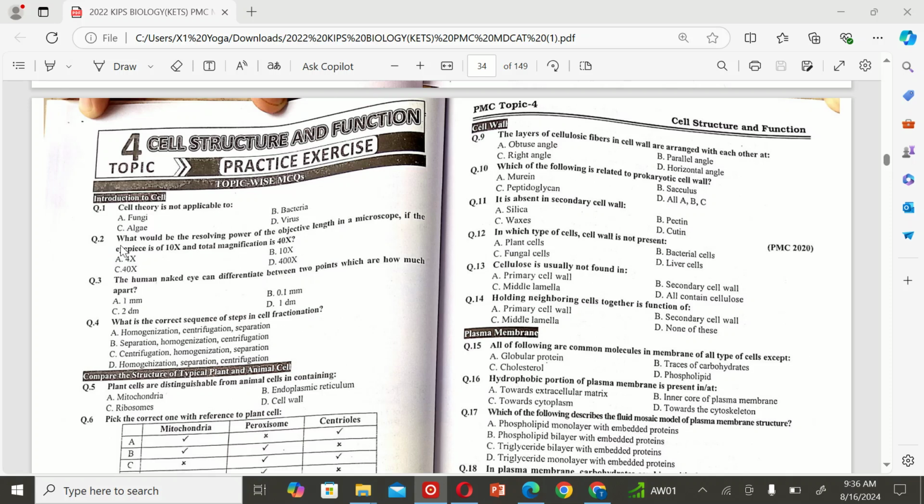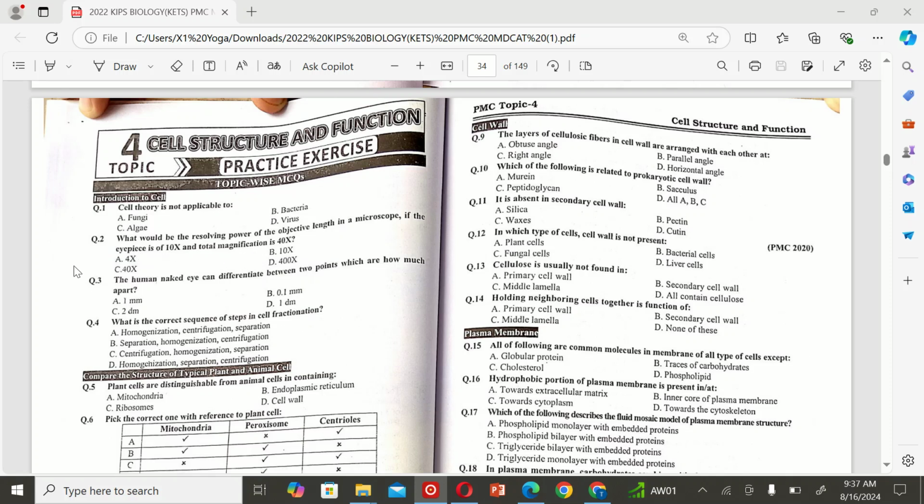Virus. The next MCQ is: what would be the resolving power of the objective lens in a microscope if the eyepiece is of 10x and total magnification is 40x? A. 4x, B. 10x, C. 40x, and D. 400x. So the correct option is A, 4x.